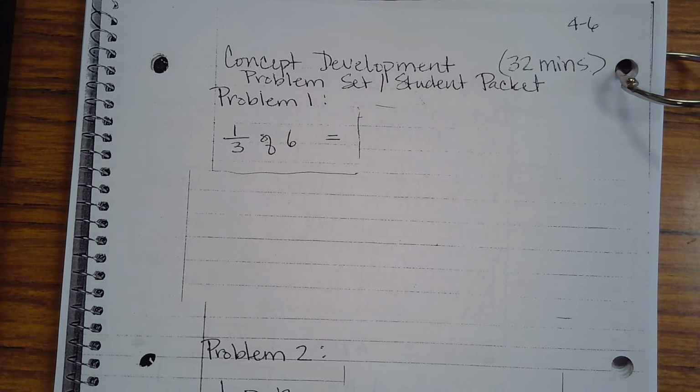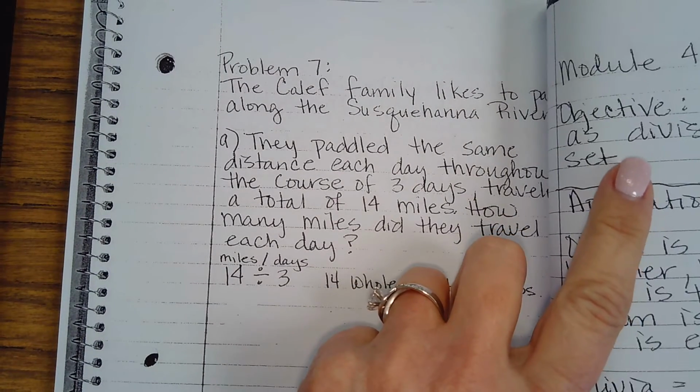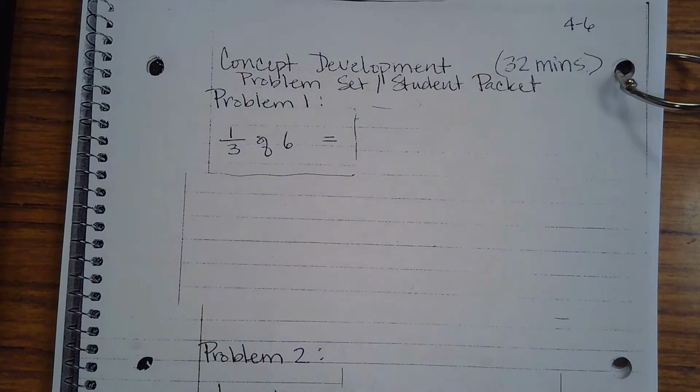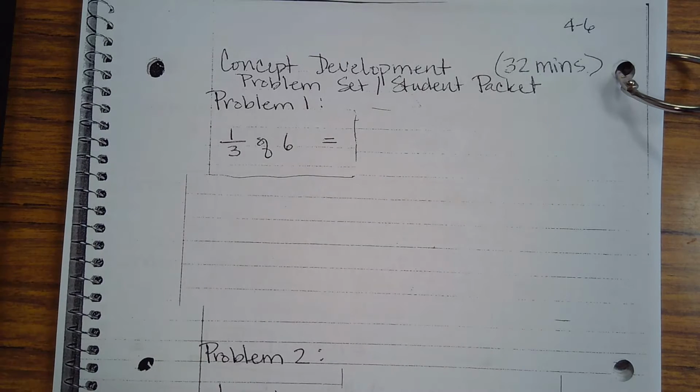All right. Welcome back to Concept Development. This is Engage New York, Module 4, Lesson 6. Remember, going back to our objective: I can relate fractions as division to fraction of a set. So, part of a set. So what is 1/3 of 6? That's what we're trying to figure out.